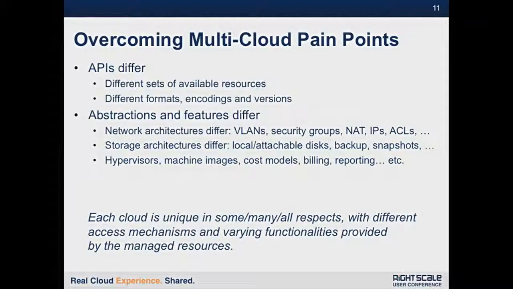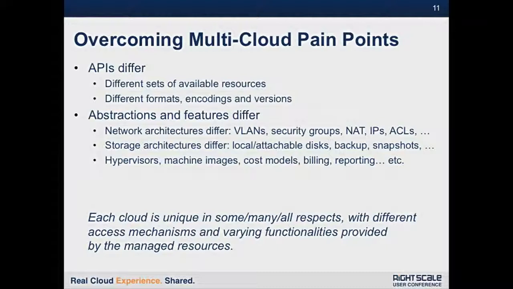The abstractions and the features differ, right? You've got network architectures that can be different. You've got VLANs, you've got security groups, you might have elastic IPs, you might have access control lists. It's up to the infrastructure provider what they provide to you, right? They may or may not provide the things that you think you need or the things that you've used in other clouds. The storage architectures are going to be different as well, right? You generally have a local disk, right? You may have an attachable disk, the EBS volume concept. You have to do backups and snapshots. They may mean different things in different clouds, right? Hypervisors are different, machine images, et cetera, et cetera. You see it all here, right?